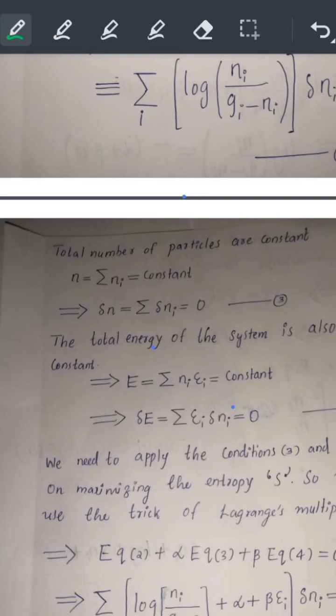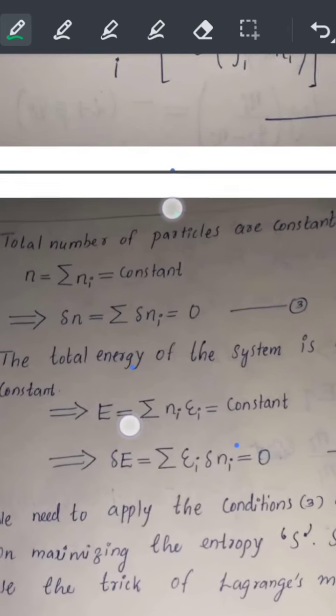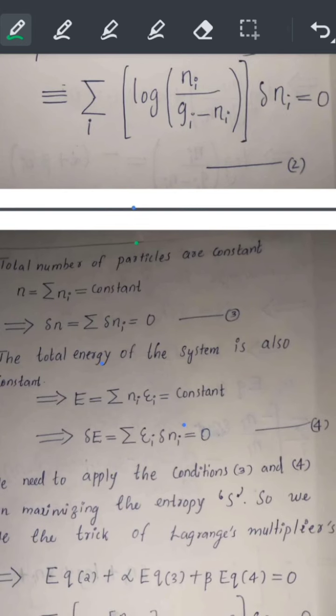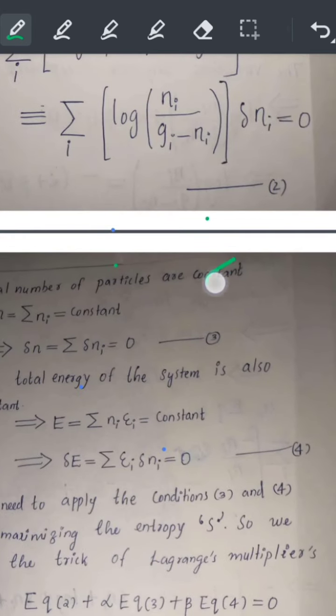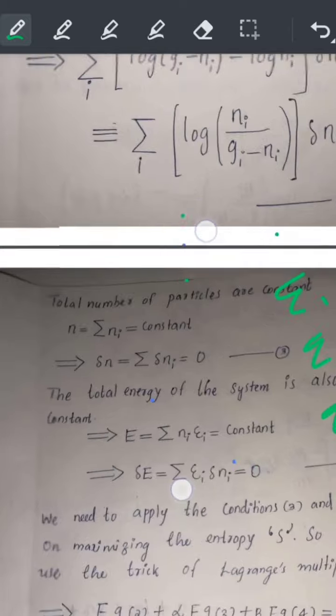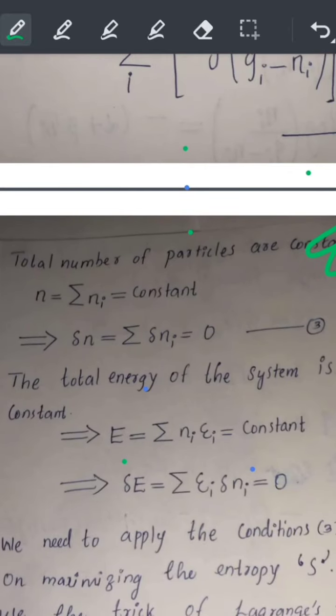In fact, you have some other conditions too, that is the total number of particles n is constant, and you can write the total number of particles as the number of particles in the energy level E1 plus number of particles in the energy level E2 plus number of particles in the energy level E3, etc. And if you take the differential on both sides of this expression, you simply get differential of n is equal to summation over i delta ni is equal to 0.